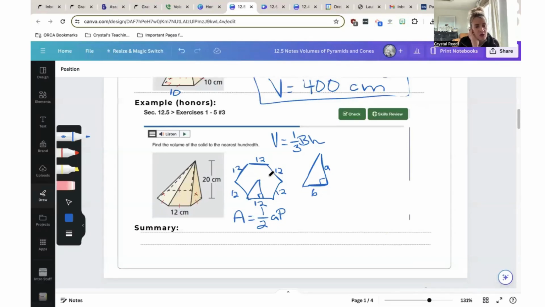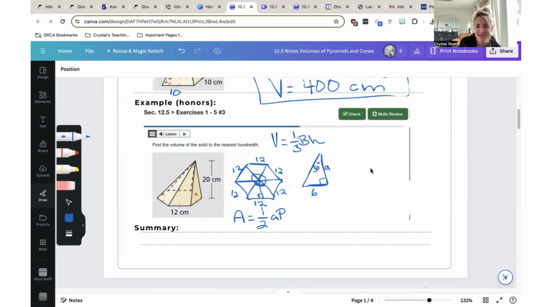360 degrees is a whole circle. So this distance all the way around here would be 360. There are 6 exact pizza slices. So 360 divided by 6, 60 degrees would be this whole angle right here. Cut that in half. So we get a 30 right here.